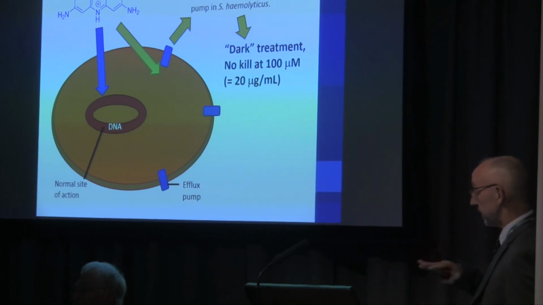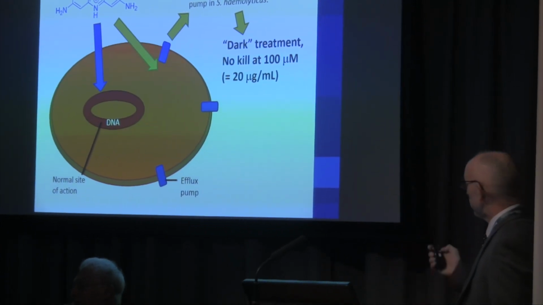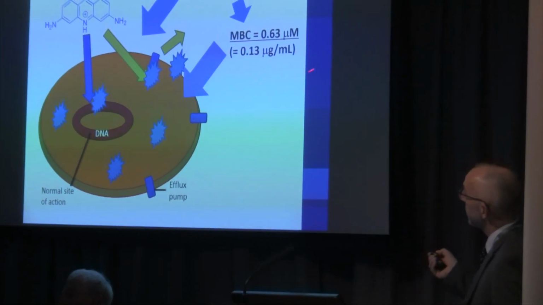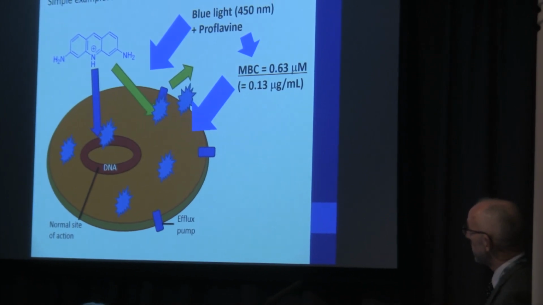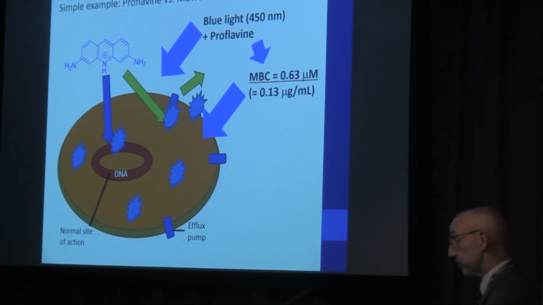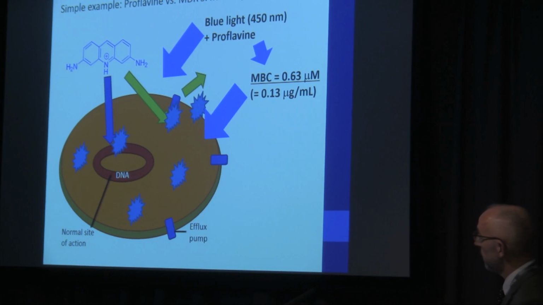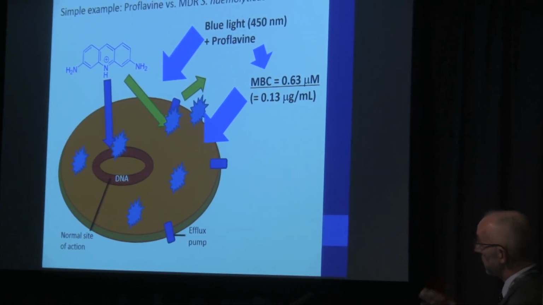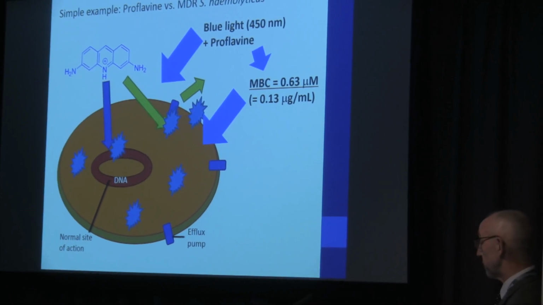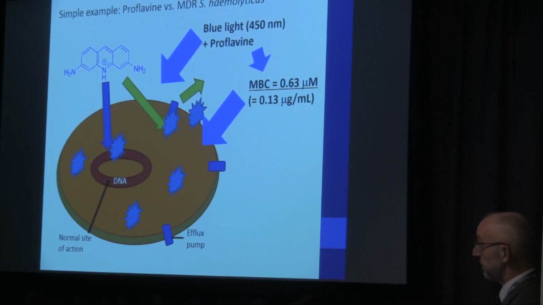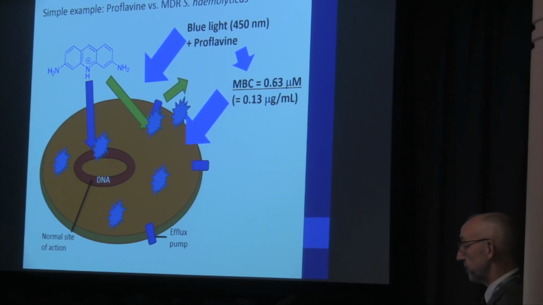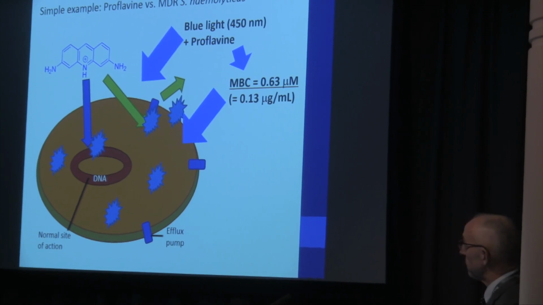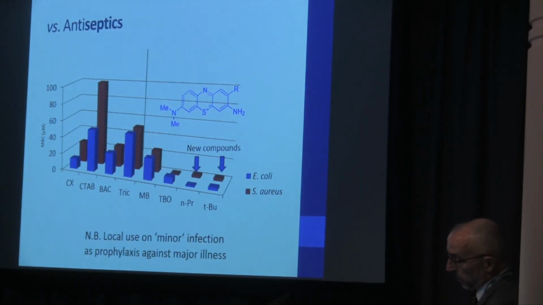Okay, so in the dark, we get nice growth of these bacteria. If we do it with blue light, we get kill at 0.63 micromolar or 1.3 micrograms per mil. So there's a huge difference, and it successfully kills all the bacteria. What we're seeing there is a standard mechanism which works against the drug. As soon as we photoactivate using the same drug, we get complete kill. So it's a good example of how effective the photodynamic approach can be.